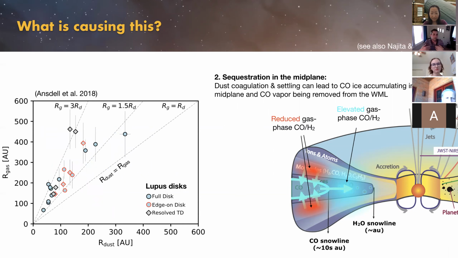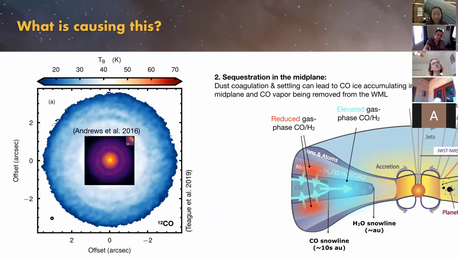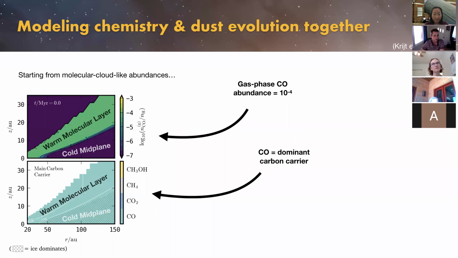And of course, I just want to highlight that pebble drift is not just a theoretical construct, right? We see for example, in the Lupus disk sample I showed earlier, it's clear that most of the millimeter dust disks are significantly smaller than the gas disk. And also for TW Hydra that I discussed, if you put the ALMA continuum map on the CO map, you see that the dust is really pretty concentrated. So this drift is something that we really think is happening. So I've been trying to model this.